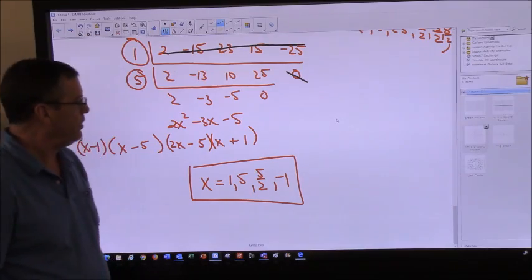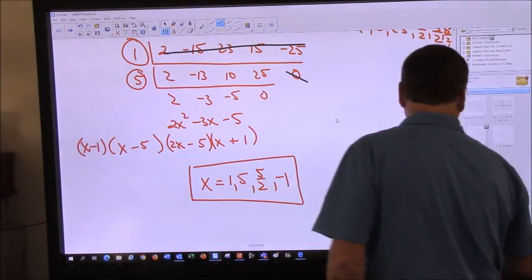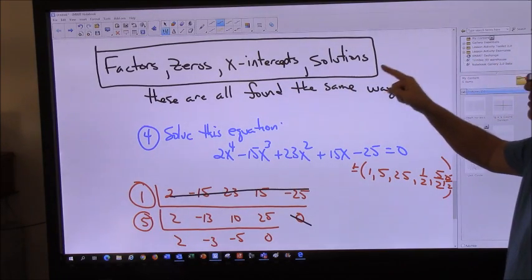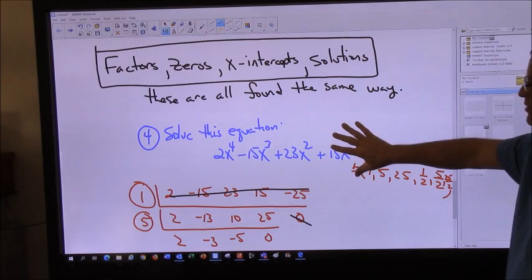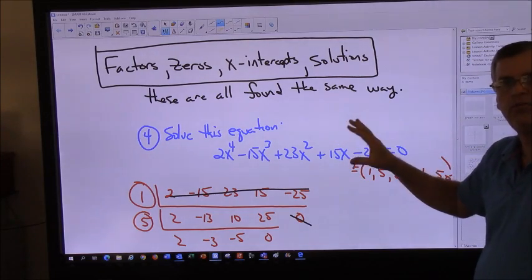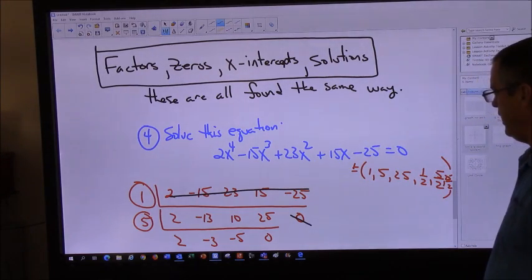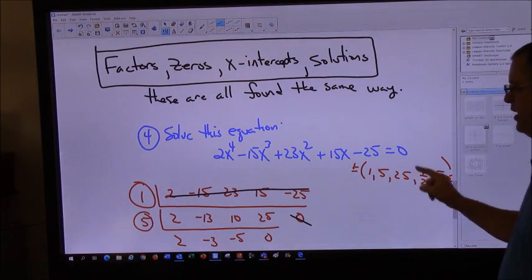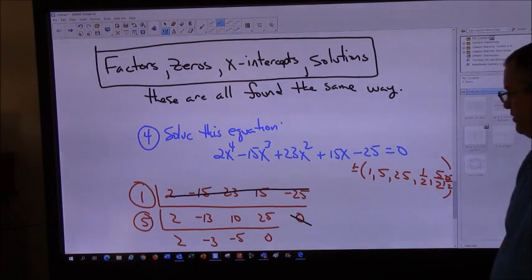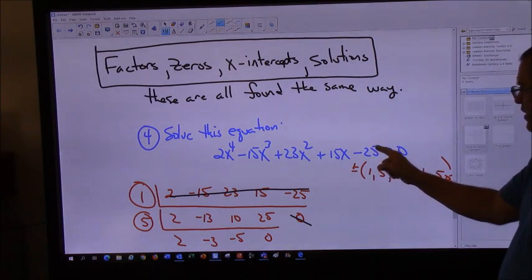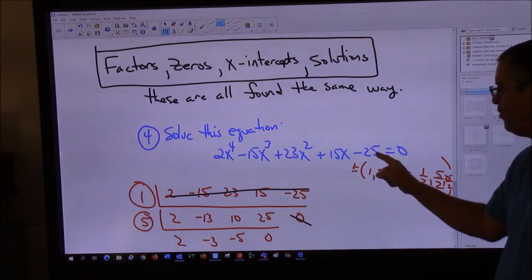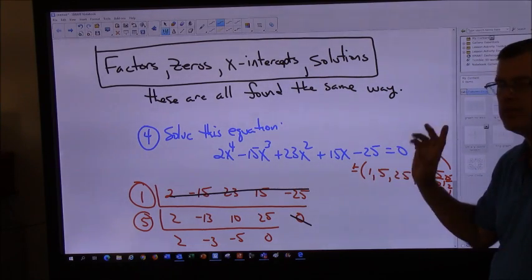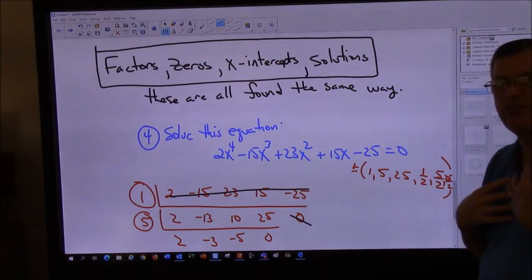All right, so our big push for today is to realize that factors and zeros and x-intercepts and solutions for polynomials are all found the same way. They're found with synthetic division. And the new thing that we've learned today is what numbers to try when they don't give me any hints. It's got to be the factors of that last number. Almost always, one of those is going to work. Not always, but almost. In our class, they'll work.